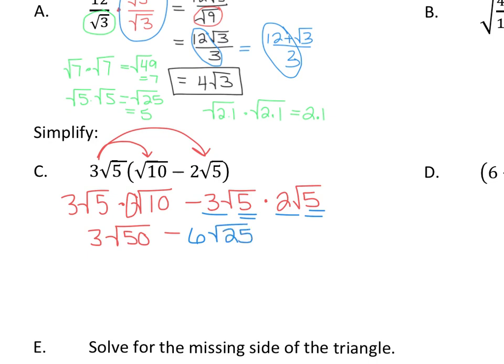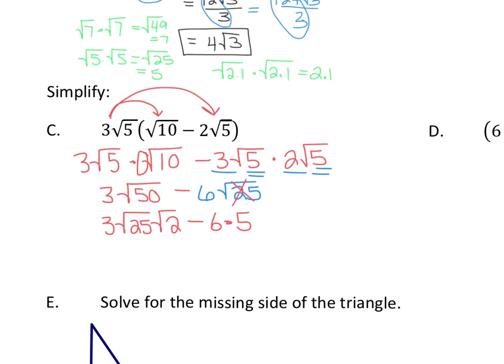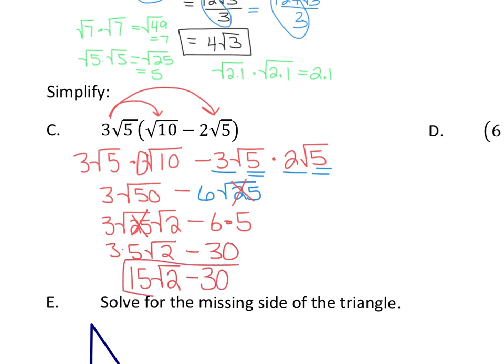As always, I don't want to leave this as my final answer. I want to simplify. So square root of 50. What perfect square is inside of 50? 25 and 2, minus 6 times, well, the square root of 25 is 5. Let's keep cleaning this up. Square root of 25, that's 3 times 5 times the square root of 2, minus 6 times 5 is 30. Finally, we get 15 root 2 minus 30. There's nothing I could do to simplify those any further because one has a radical and one does not, so that is my final answer.